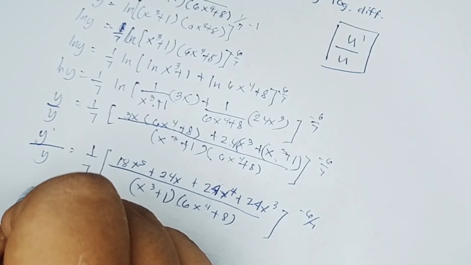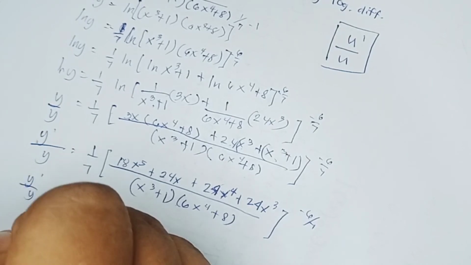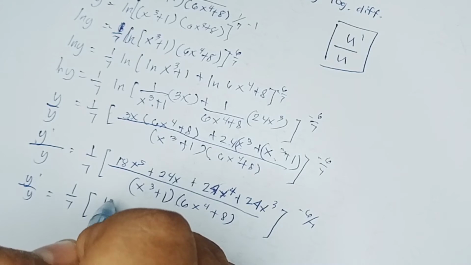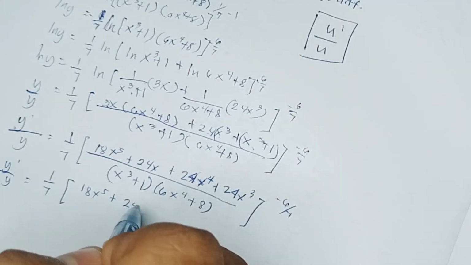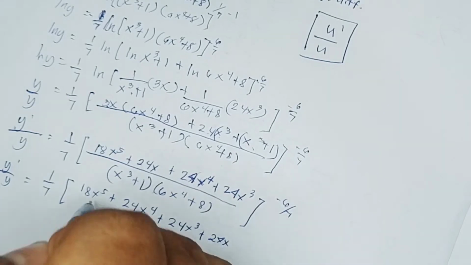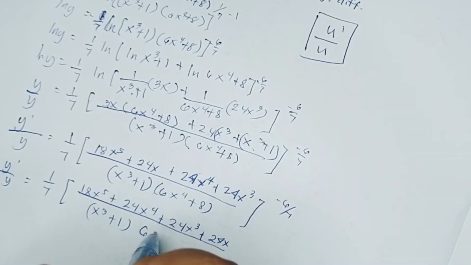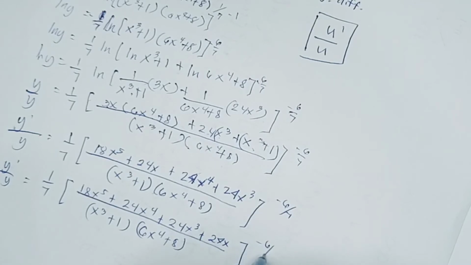Now let's simplify it. Combine the like terms. 1 over 7 times 18x to the 5th plus 24x to the 4th plus 24x cubed plus 24x, all over x cubed plus 1 times 6x raised to 4 plus 8, raised to negative 6 over 7.